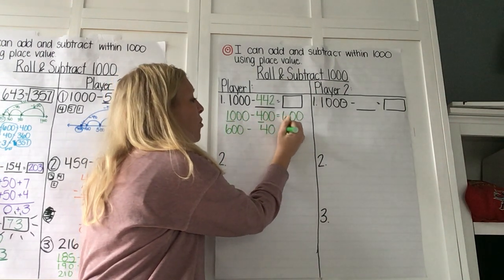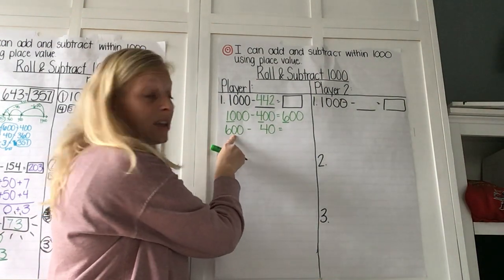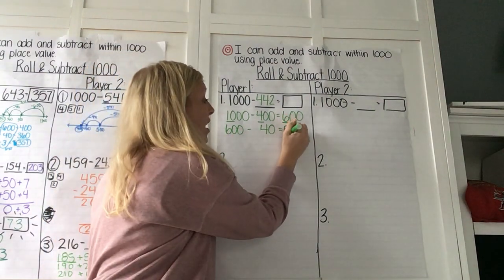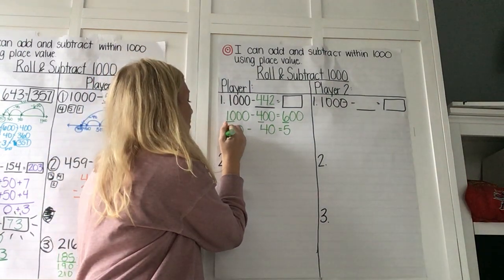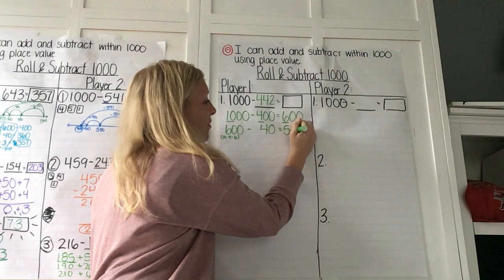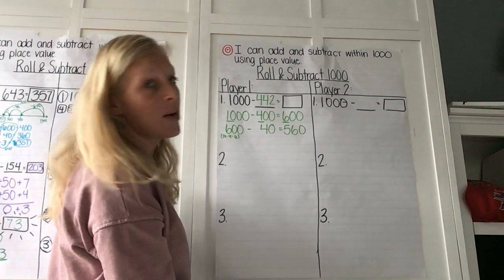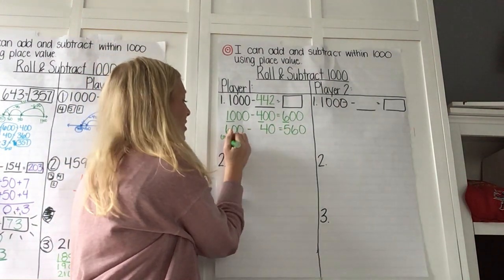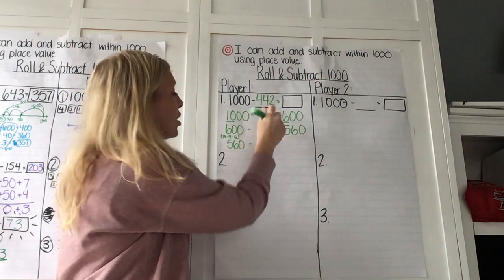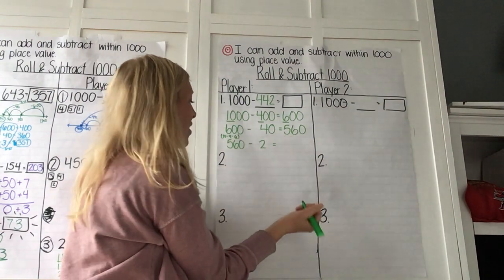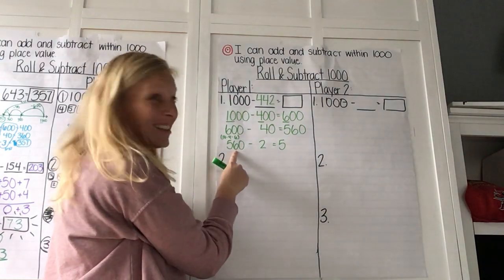600 take away 40. Okay, and then what did you find? Okay, so you didn't have any tens, so you had to have 5 hundreds. 10 take away 4 equals 6, so we have 6 tens left over, and then we have 0 ones. Okay, and then what did you do? Take out 560, and you take away how much? 2 ones. And what did you find? Still have 500s. Yep. You don't have 6 tens anymore, do you?